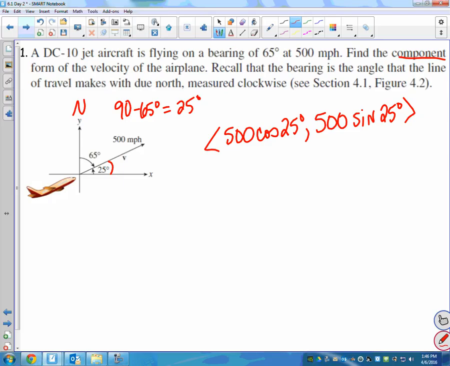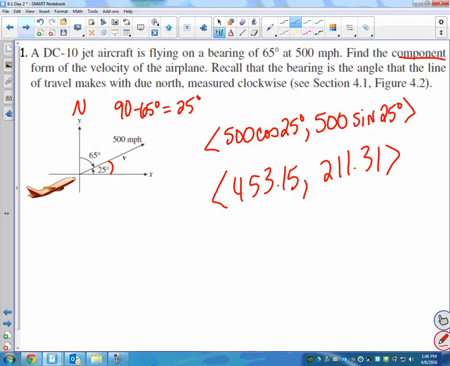Anybody else want me to throw in one of these? Hopefully we're pretty good at this, just typing it in. So this would be 453. I'll just go 2 decimals. And sine of 25. I got 211.31. And you can kind of think about what this represents.